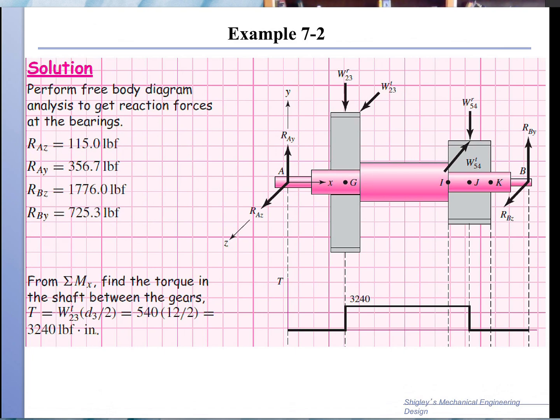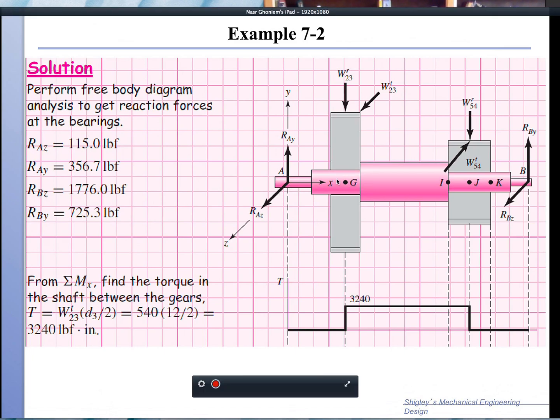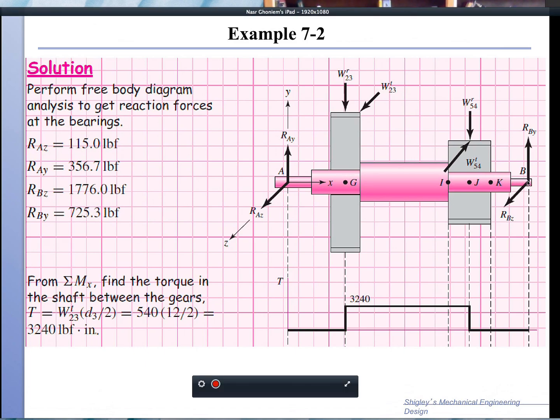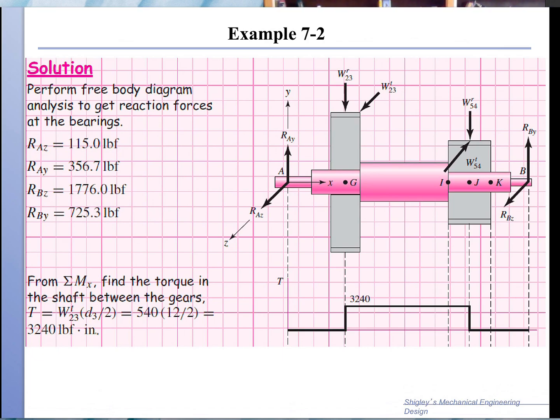And therefore, we can take vertical equilibrium with 2, 3, and 5, 4. Sum of the forces equals 0, and sum of the moments equals 0 at some point. We solve these two equations to find that in the vertical direction, the reaction at the ball bearing to the left is 356.7 pounds, and to the right is 725.3 pounds.